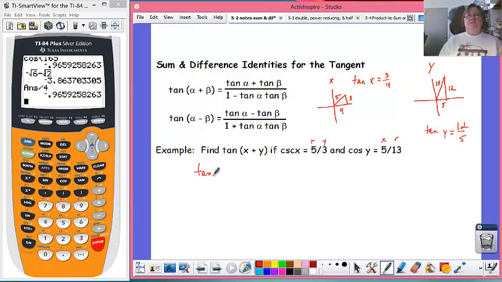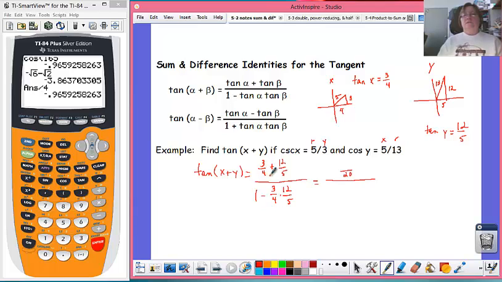So the tangent of x plus y is equal to, I'm looking at the identity up here, the tangent of the first plus the tangent of the second. So we have 3/4 plus 12/5, and that all is over 1 minus the tangent of the first times the tangent of the second. So 3/4 times 12/5. Let's do some arithmetic. We get a common denominator for 4 and 5 up there, so I'm going to work on the top of this right now. That would be 20.